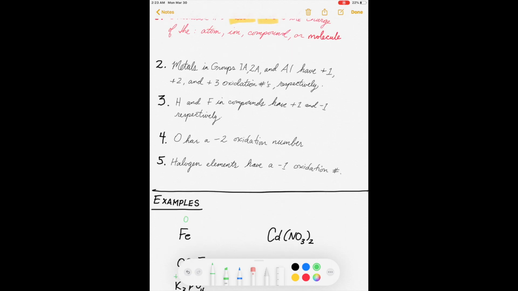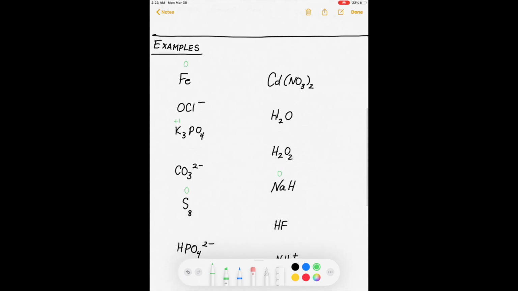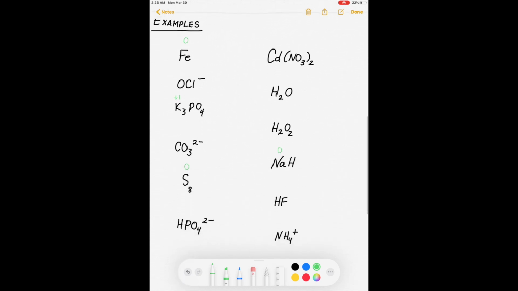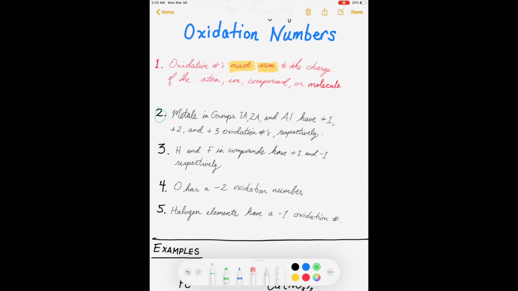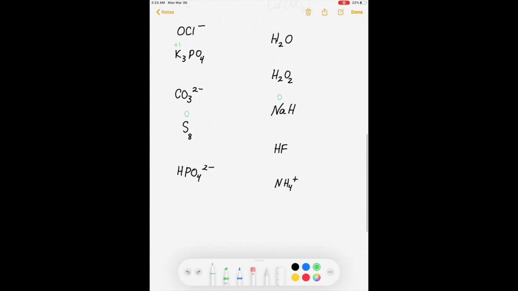Rule number 3, it just says if you see hydrogen or fluorine, they're going to be +1 or -1. So we can go through, and you'll notice I'm kind of working every example at the same time here. Hopefully that's not confusing for you. So notice if I see a hydrogen or a fluorine in a compound, it's going to be +1 or -1 as long as it does not conflict with rule 2 or rule number 1. Okay, so going through here, I can see there's hydrogen right there. And so I know that's going to be a +1 automatically.